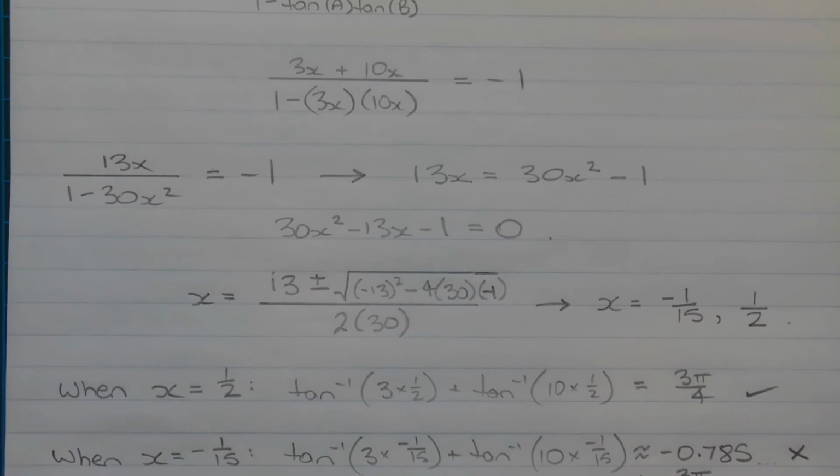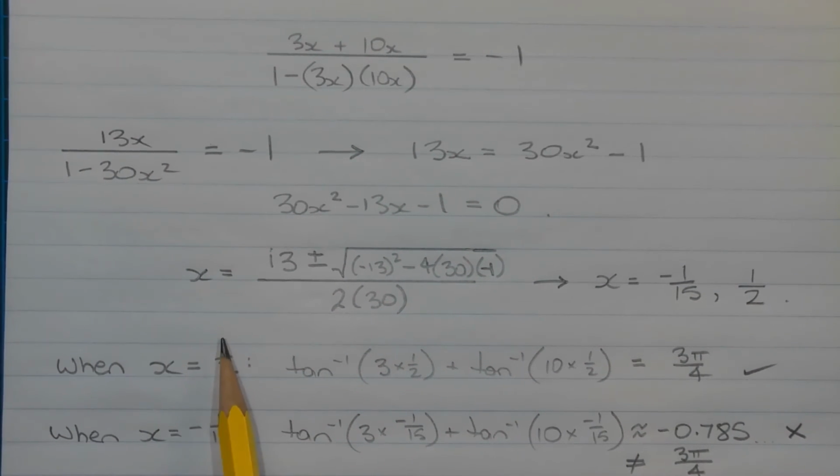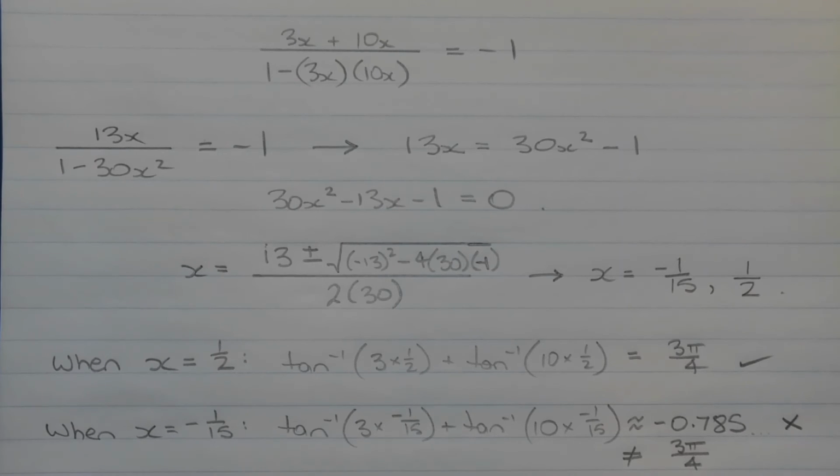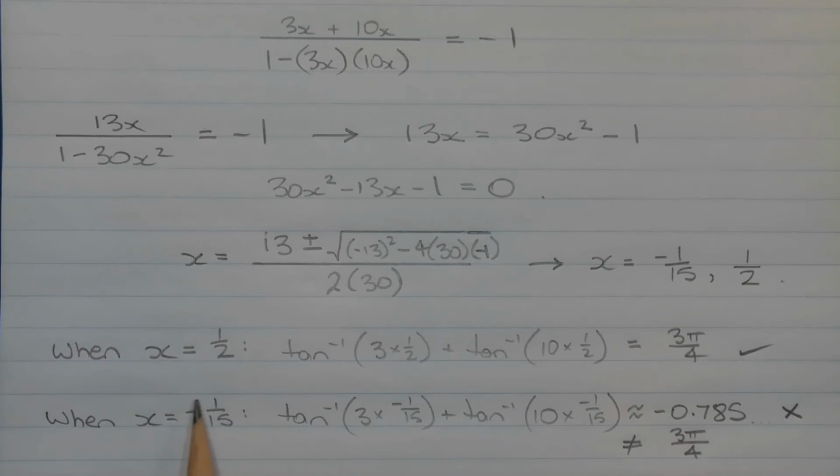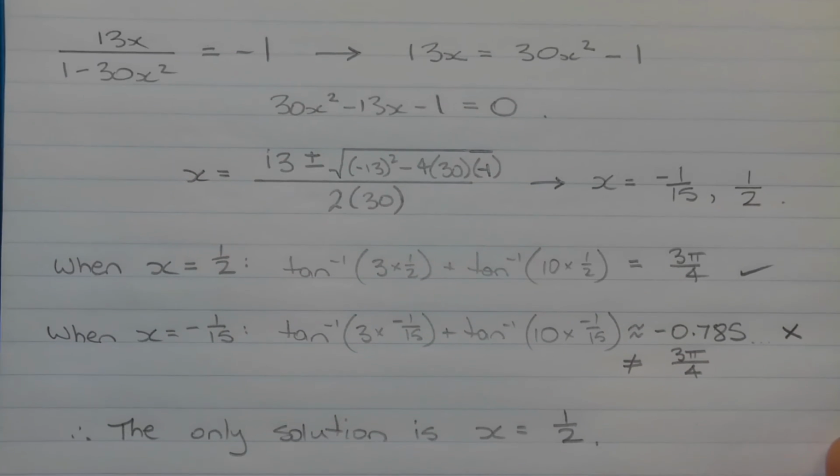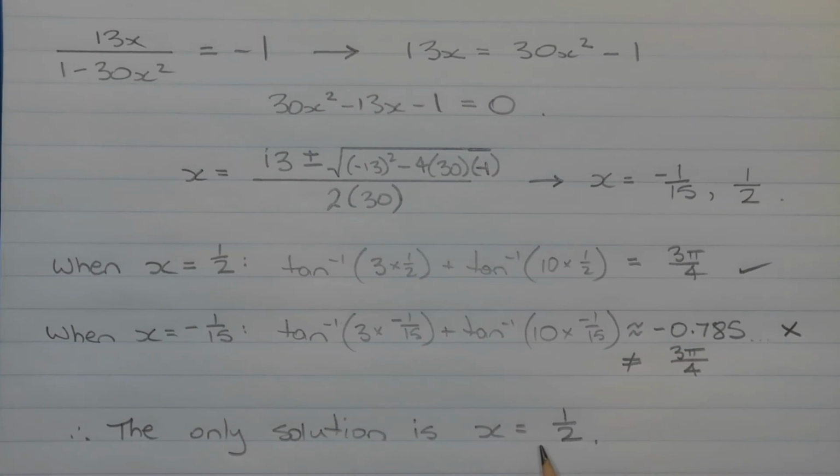Now when x is equal to 1 over 2 or half, inverse tan of 3 times 1 over 2 plus inverse tan of 10 times 1 over 2 equals 3 pi over 4. So that's correct. And when x is equal to negative 1 over 15, the value of inverse tan of 3 times negative 1 over 15 plus inverse tan of 10 times negative 1 over 15 is approximately negative 0.785, which is certainly not equal to 3 pi over 4. So this solution here is incorrect. Therefore, the only solution is x equals 1 over 2.